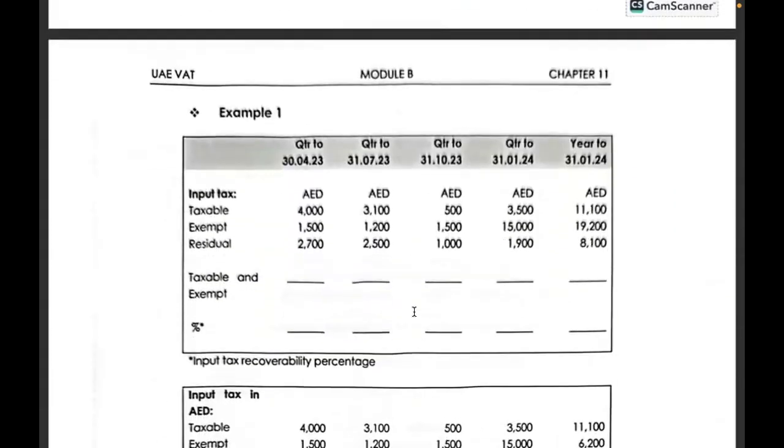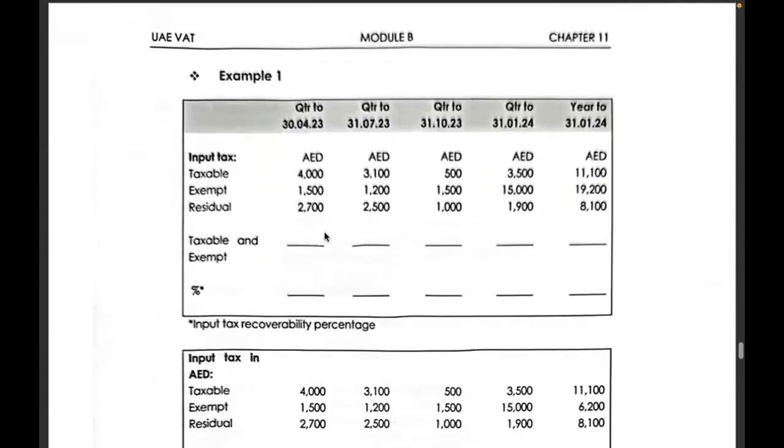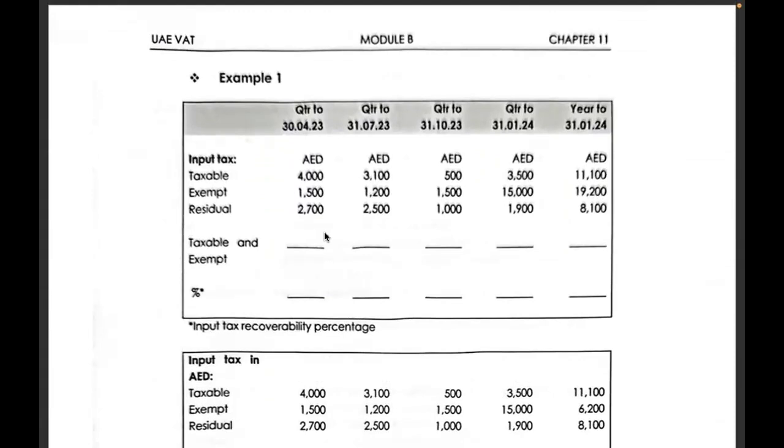Okay. This is an illustration that has to be done by the candidate himself or herself. The 4 quarters have been given. Year to date also has been provided. In the first quarter, 4 million was the input tax that relates to taxable supplies. 1,500 was input tax that relates to exempt supplies. And there was a third, mixed use input tax, 2.7. If you take the ratio between these two, we take the taxable one, which is 4,000, divided by 4,000 plus 1,500. So that is 4,000 divided by 5,500.